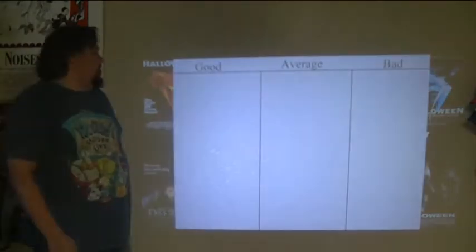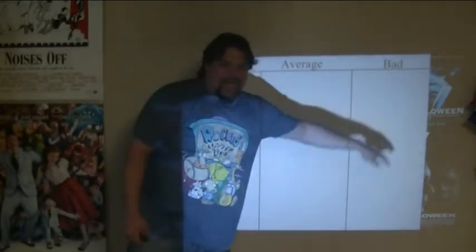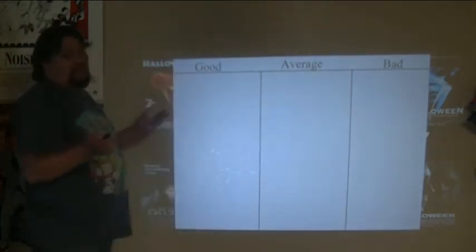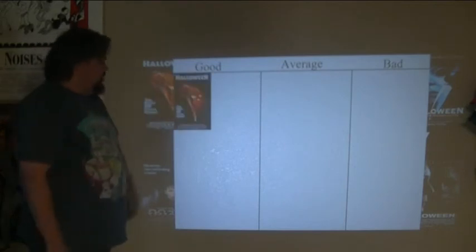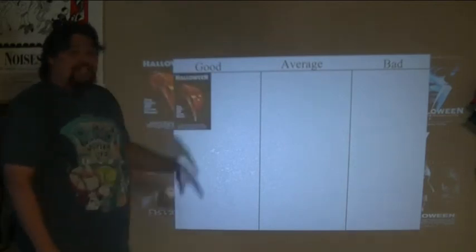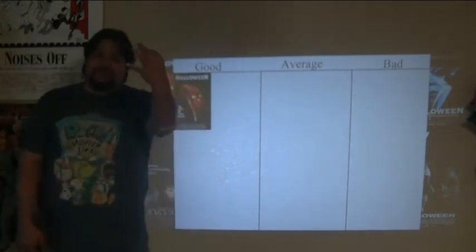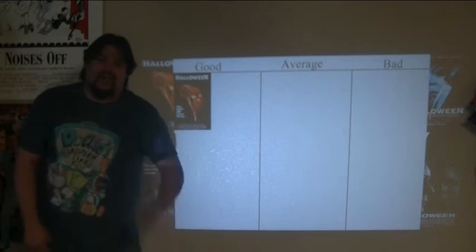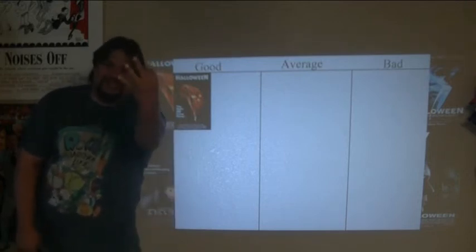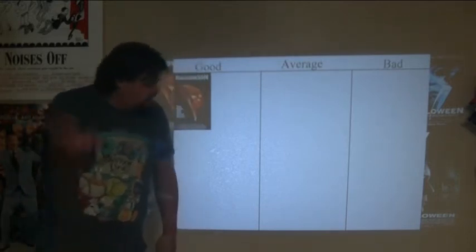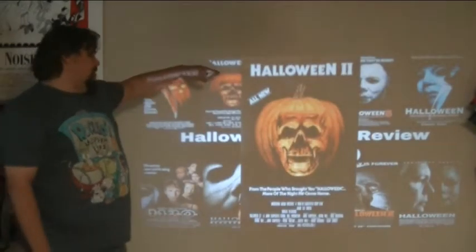So, let's throw it up here. We got good, we got average, we got bad, and it's the original. There wouldn't be 11 other movies if it wasn't good. So, Halloween is a good movie. The original Halloween is a good movie. Again, there are 3 of them named Halloween. 3 triplets! Alright. Next up, we have Halloween 2.